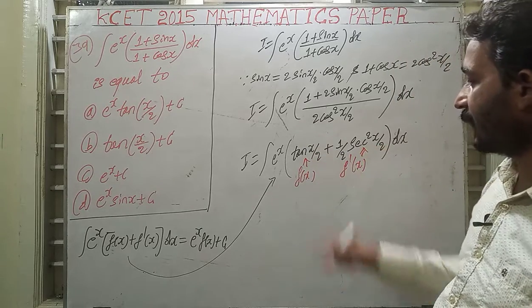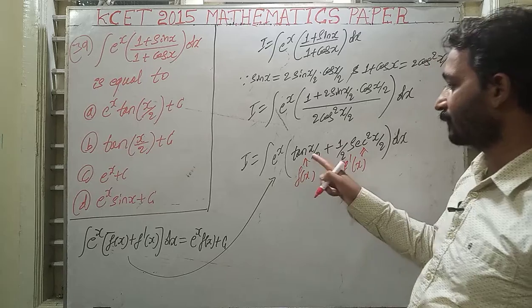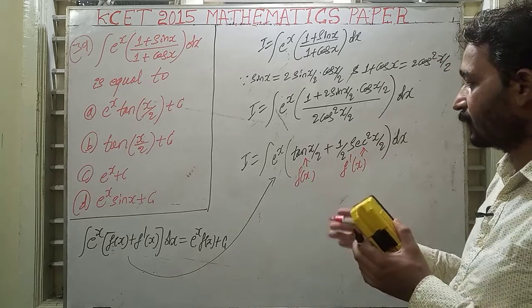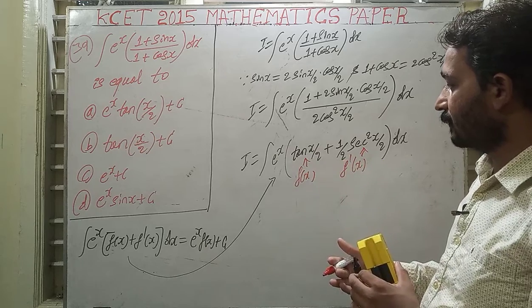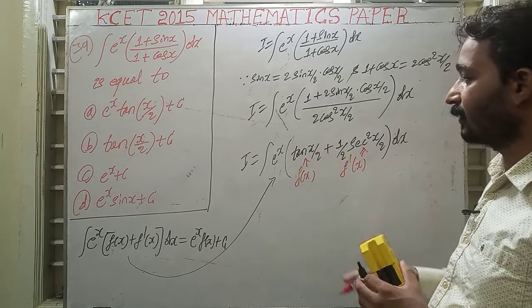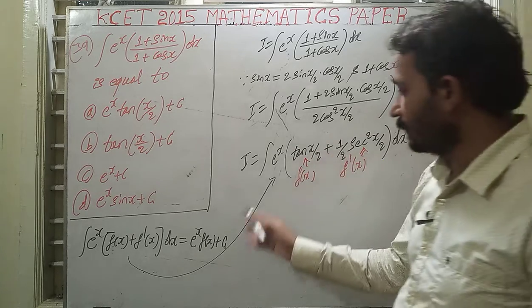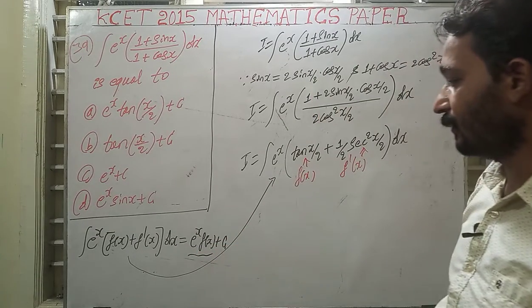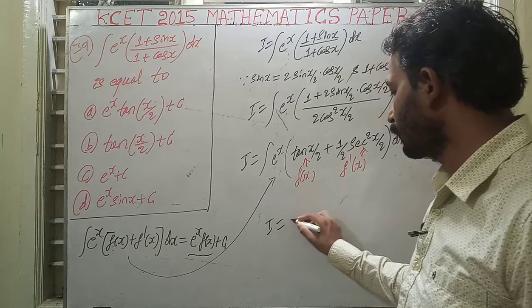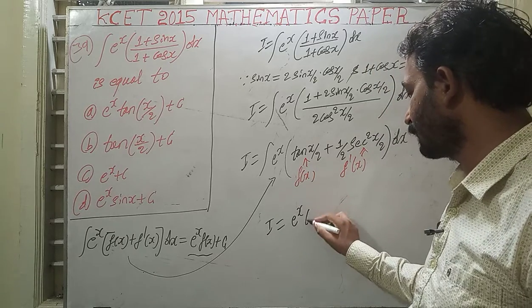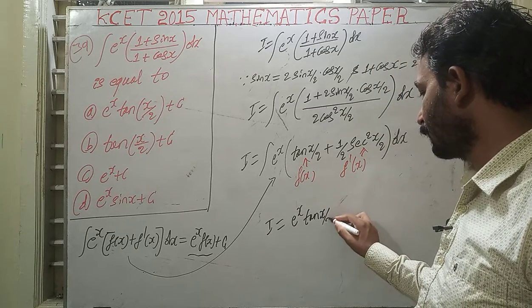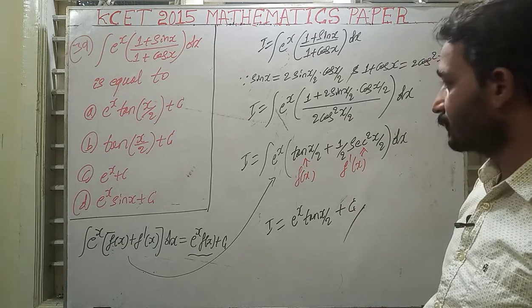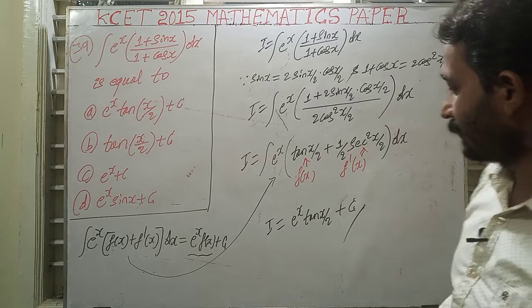So differentiate tan x by 2 with respect to x: first we differentiate tan x by 2, giving secant square x by 2, using the chain rule. Once again, differentiating x by 2 gives 1 by 2. So this is of this type, and directly we can write the answer e power x into f of x. I is equal to e power x into f of x, nothing but tan x by 2, plus the indefinite integral constant c. So option A is the good answer in this case.